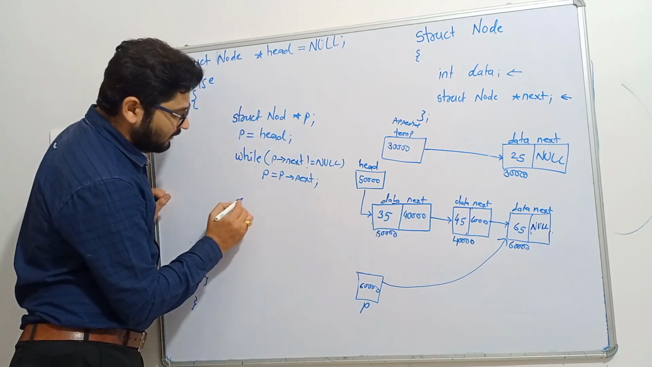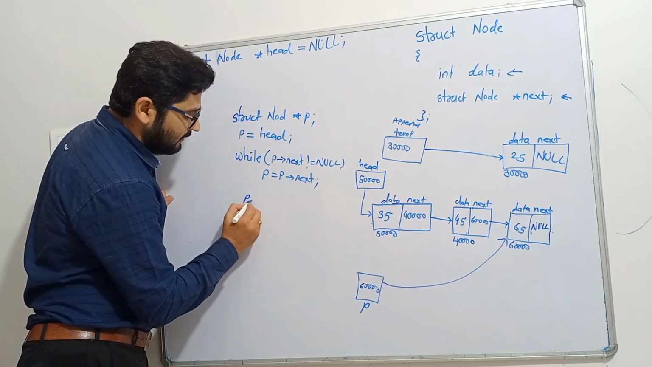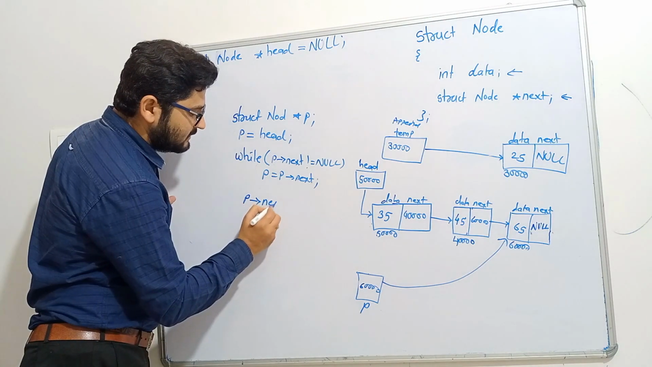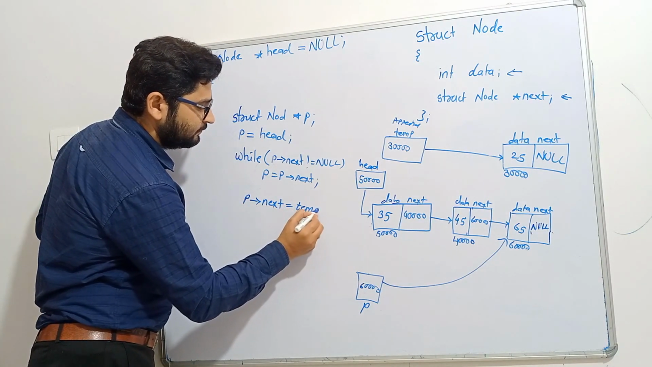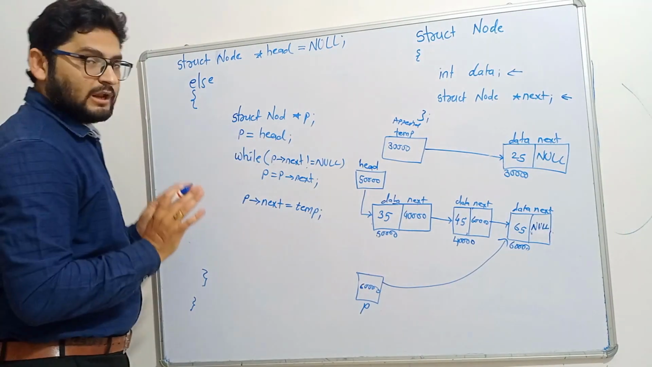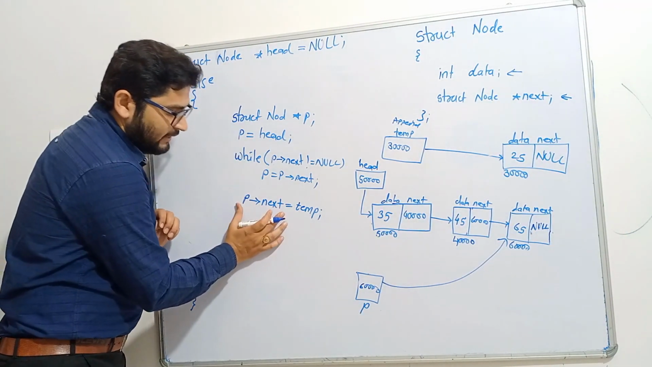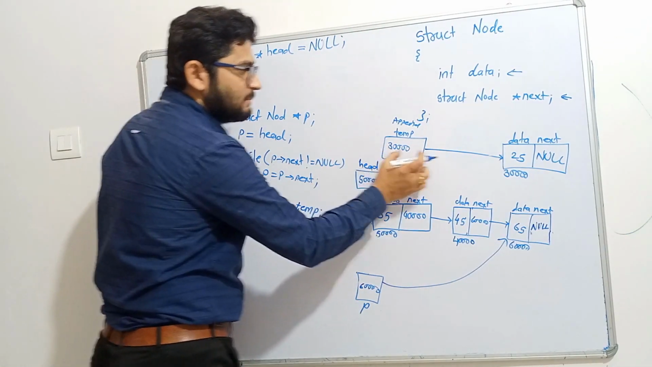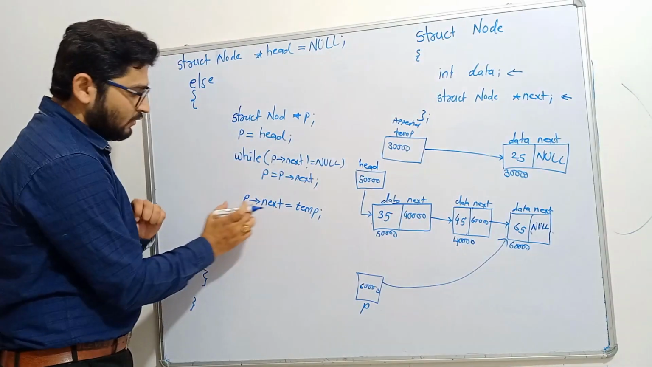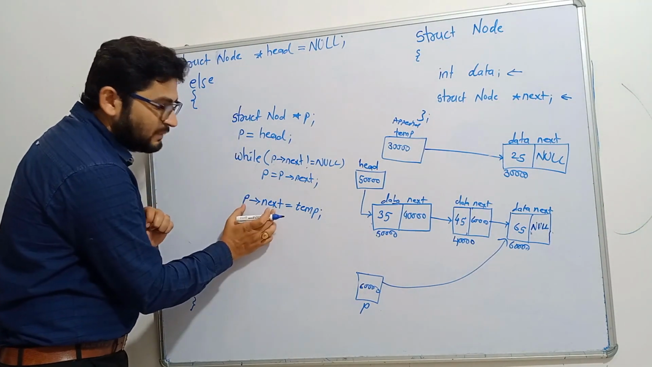Now what we are going to do? We are going to write P->next = temp. What is the value of temp? That is 30,000. That means temp is pointing to this node. Now P->next = temp. What is P->next?